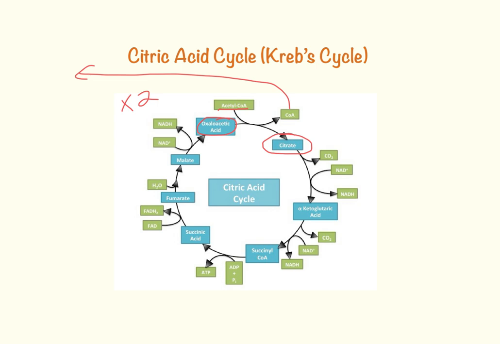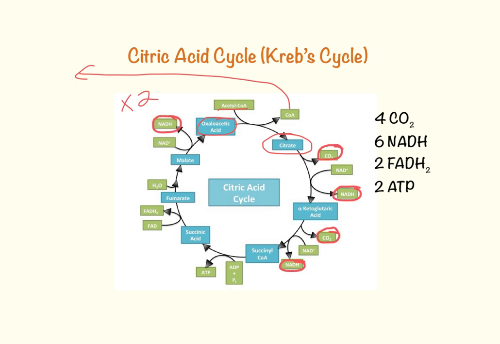Therefore, the yield for 1 glucose, or 2 turns of the cycle, is 4 carbon dioxide, 6 NADH, 2 FADH2, and 2 ATP. At this point, the glucose molecule has been completely oxidized. All 6 carbons are now in the form of carbon dioxide, and all the energy from that glucose molecule has been put into our taxicabs or into ATP.